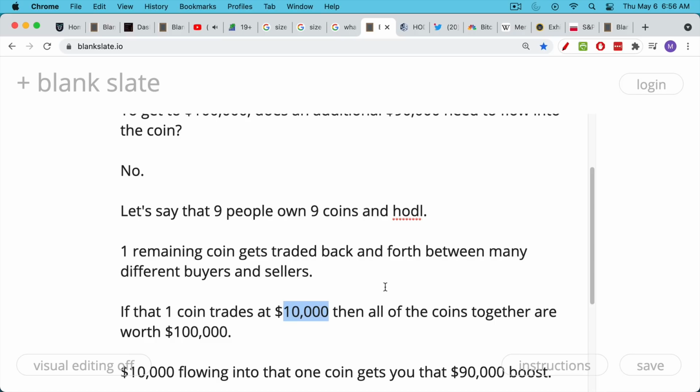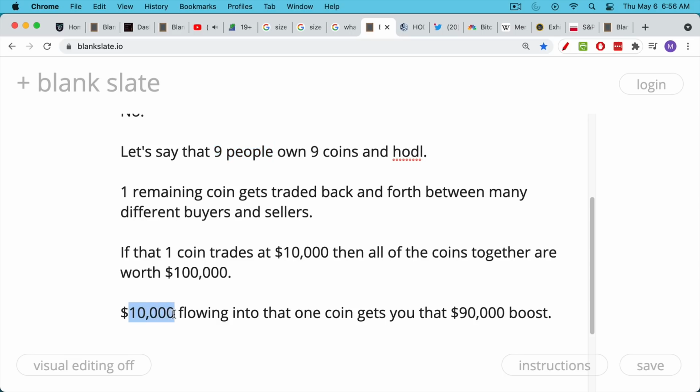Now, obviously, higher prices can bring out sellers. Maybe once it reaches 10,000, one of these hodlers will want to sell. And of course, sellers create selling pressure, buyers create buying pressure. But I just wanted to show you that in this idealized example, and it's very simplified, maybe even in Bitcoin, this seems quite high that this many people would be hodlers. But this just goes to show how only $10,000 flowing into this cryptocurrency gets you that $90,000 boost. It takes you from $1,000 per coin to $10,000 per coin.